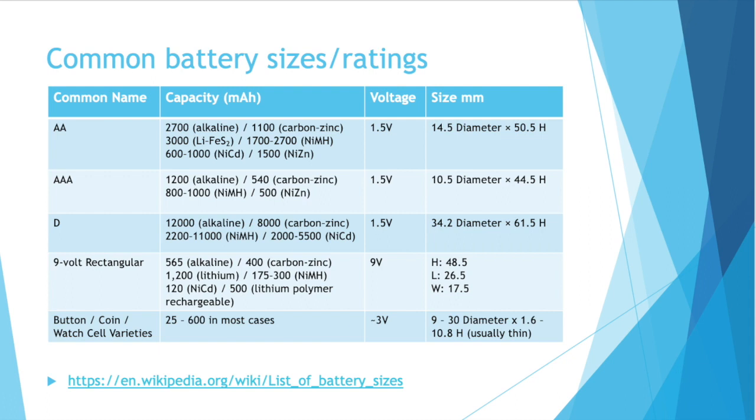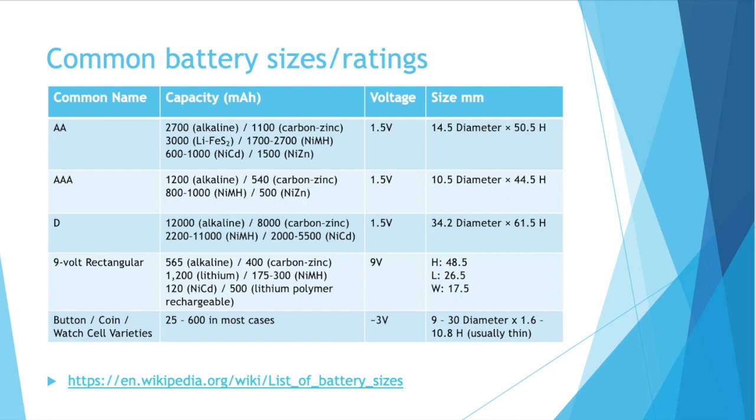9-volt rectangular. This is a very common rectangular battery. You'll see their capacity actually appears to be less than AA and AAA for most types. The voltage is 9 volt though, hence the name, and the dimension is rectangular, so a height of 48.5 millimeters, a length of 26.5, and a width of 17.5.